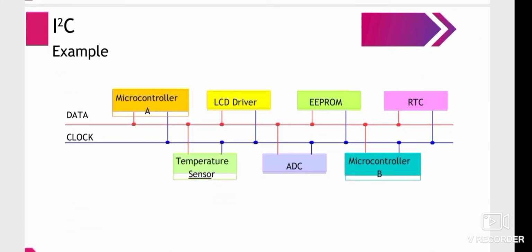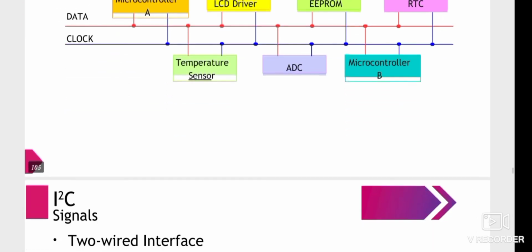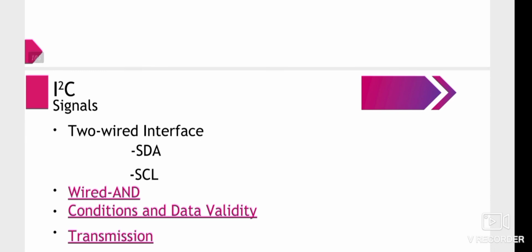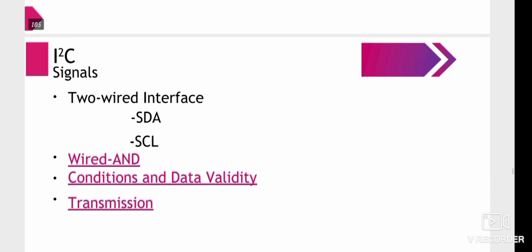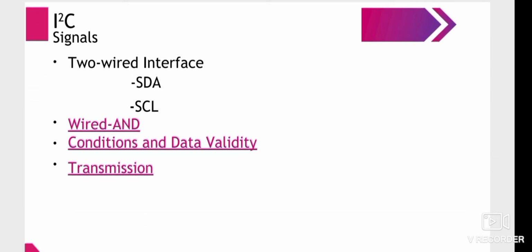Example: we have data and clock lines, microcontroller, LCD driver, EEPROM, RTC, temperature sensor, ADC, microcontroller B. The data and clock transfer the data by the clock timings between these blocks. In signals, two wire interfaces are there, SDA and SCL: serial data, serial clock.